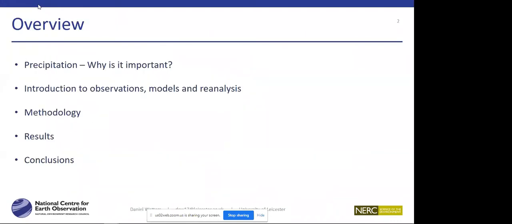I'm going to introduce you to precipitation to begin with, why it's important to study precipitation and why you choose to look at the diurnal cycle in particular. I'll then introduce you to the observations that I use and the models and reanalyses as well. I'll then go through my methodology for determining the diurnal cycle from each of these products. I'll show you the global results, so the comparison between the diurnal cycle for each, and then I'll finally conclude.